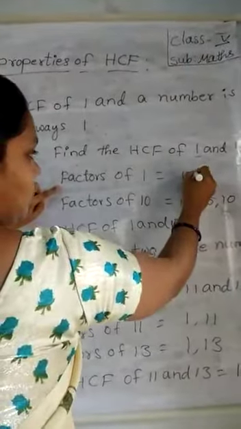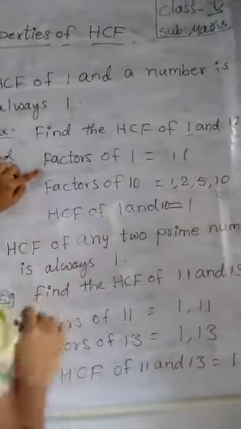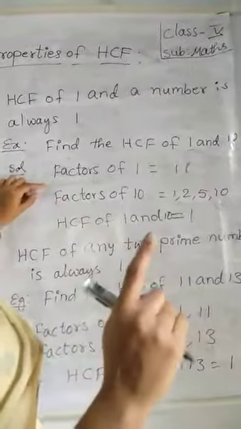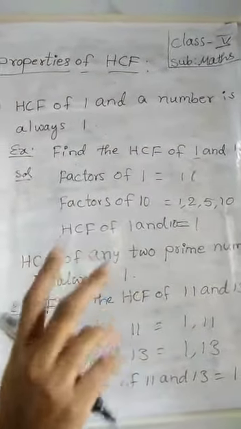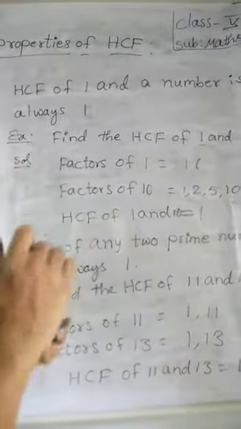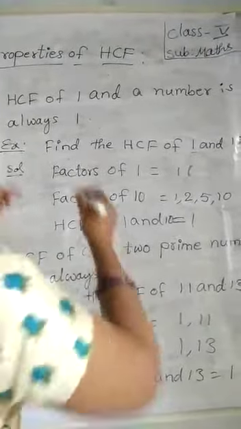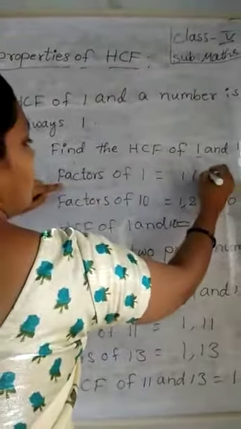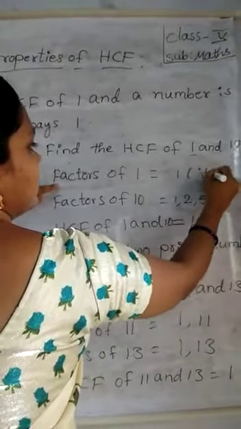1 has only 1 factor. Remaining all numbers have at least 2 factors: the number 1 and the number itself. But 1 has only one factor, that is itself only.